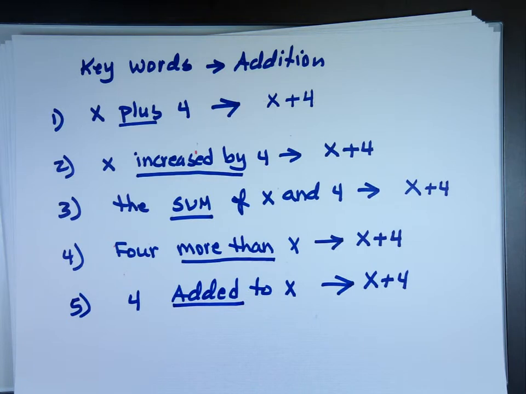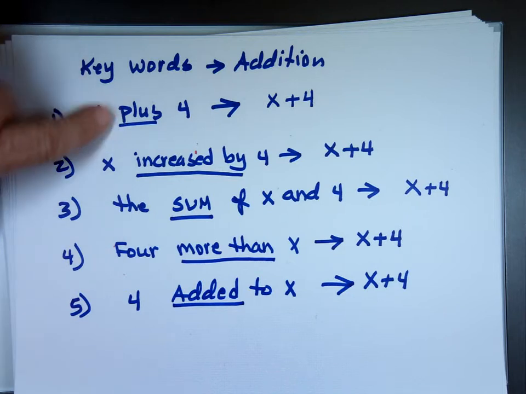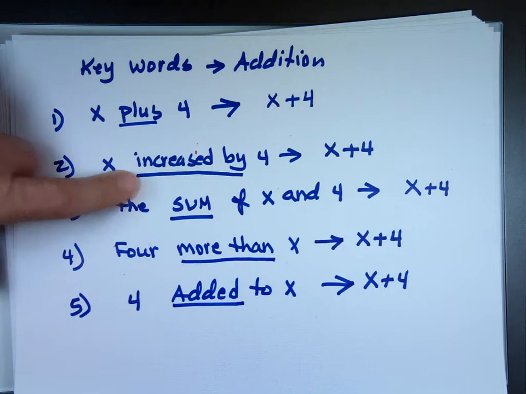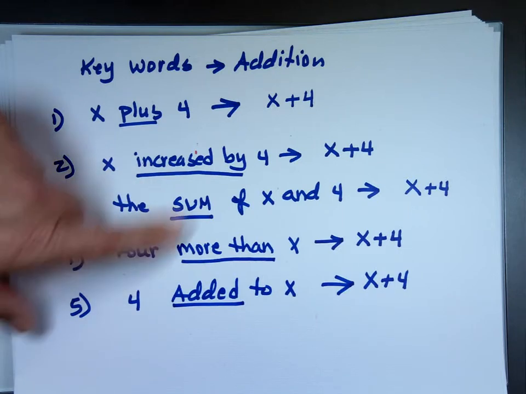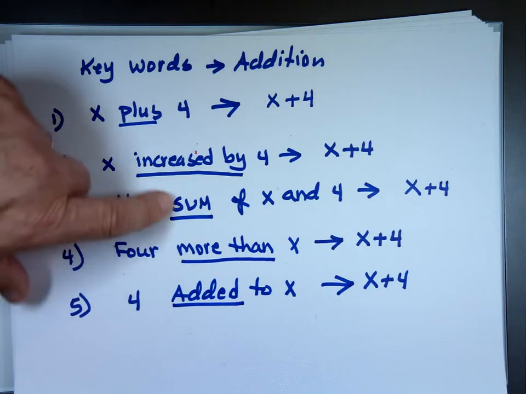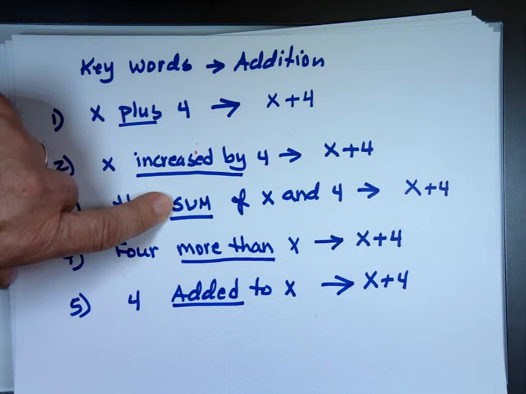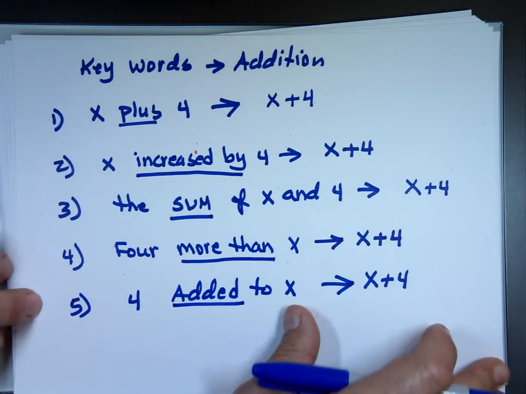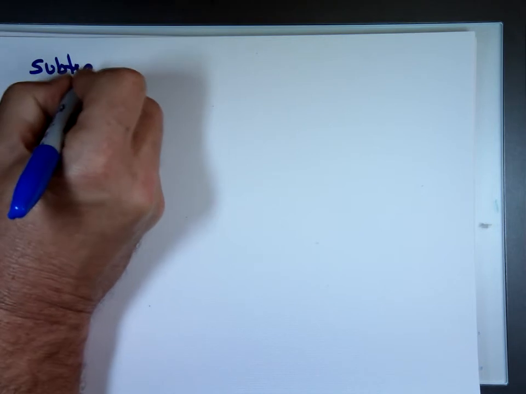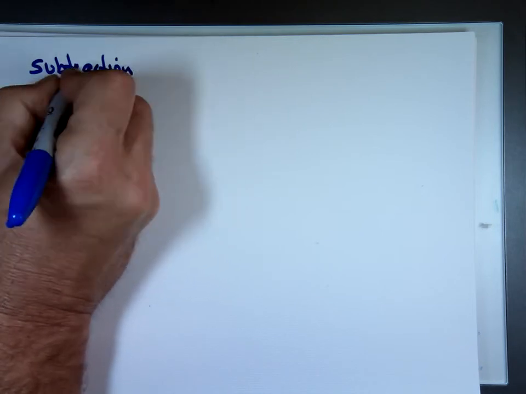Now let's look for subtractions. Well, think backward to these. What is the opposite to plus? What's the opposite to increased by? More than. These two might need some thinking. Instead of added, subtracted. Instead of sum is going to be what? Difference. Very good. So let's write these for subtractions.